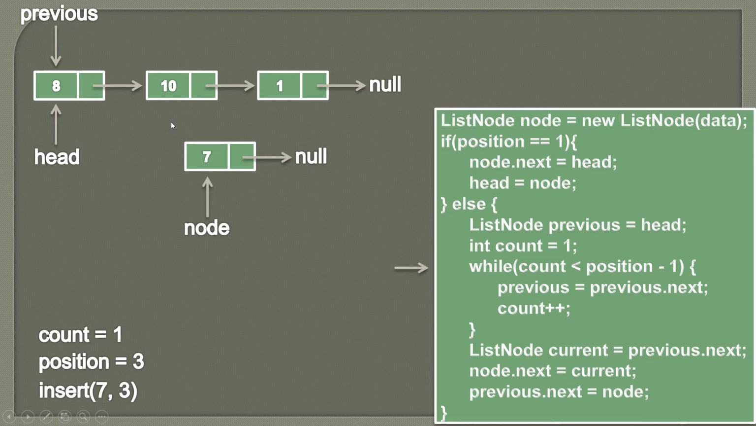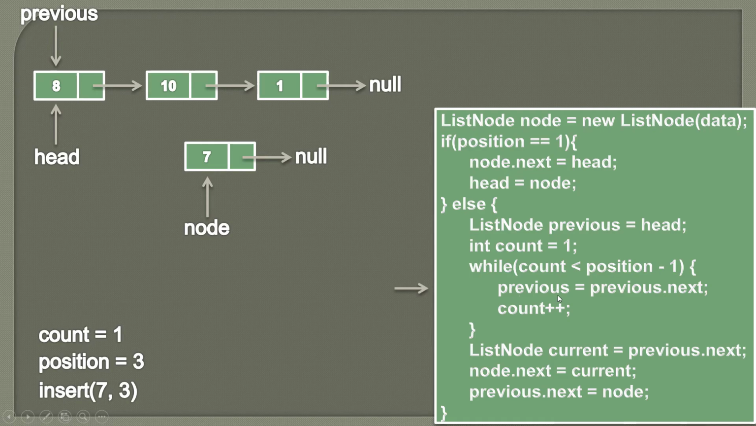And then in order to traverse to a node previous to our position 3, we will provide a condition: count should be less than position minus 1. Position minus 1 will be 2. Here you can see that we have already taken up this place, so count is 1. Currently count is less than position minus 1, which is 1 is less than 2. So this condition comes out to be true.